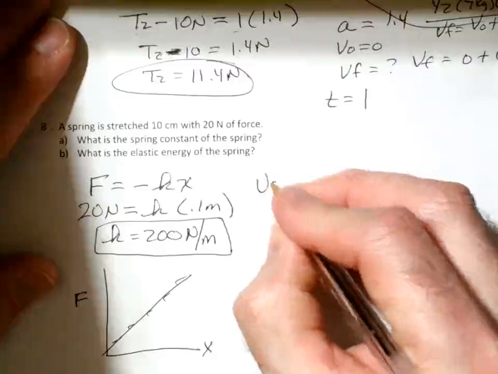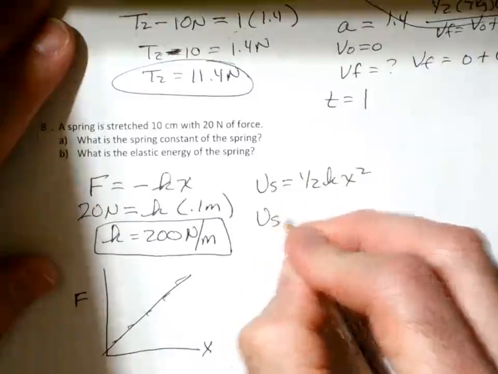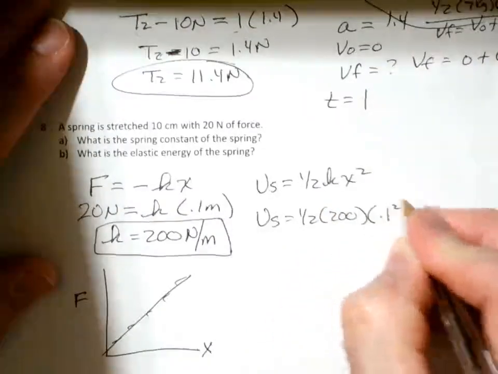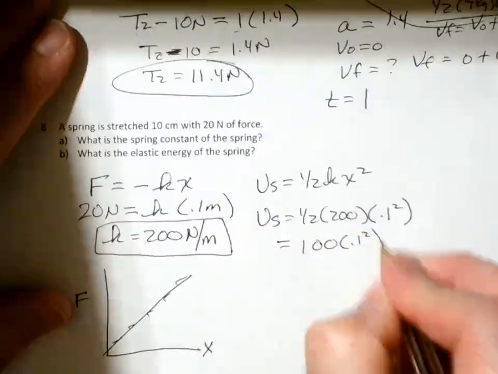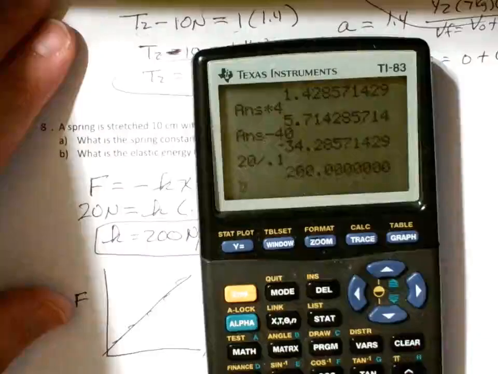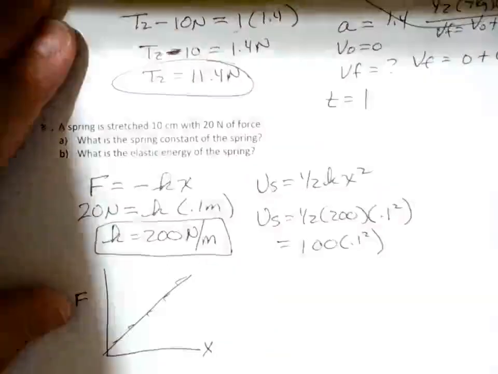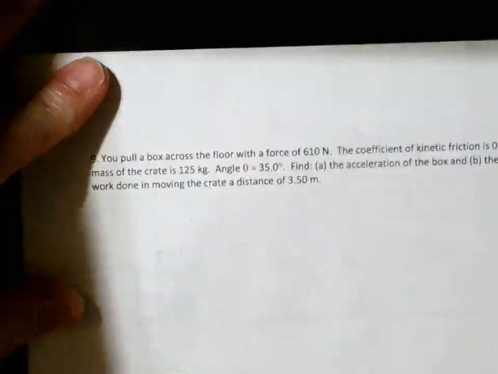The elastic energy is equal to 1/2 k x squared, so the elastic energy is equal to 1/2 times 200 times 0.1 squared. So it's equal to 100 times 0.1 squared, and so 100 times 0.1 squared is equal to 1 big old joule of energy. There you go.